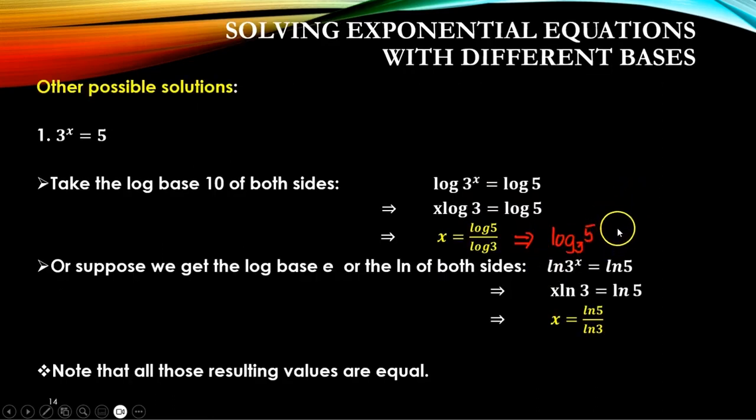This is again change of base. But you can keep it like this, like the first one. And then you can also apply ln if you want to. So ln of 3 raised to x is equal to ln of 5. Again, ln is logarithm base e. X goes down to the front and then divide both sides. So here you have ln of 5 over ln of 3, which is actually the same as logarithm of 5 base 3.